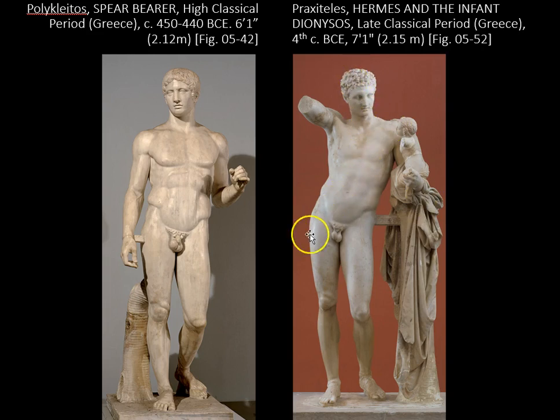This characteristic sway that makes it into these late antique and Hellenistic sculptures is called an S-curve. So he has this S-curve to his posture.